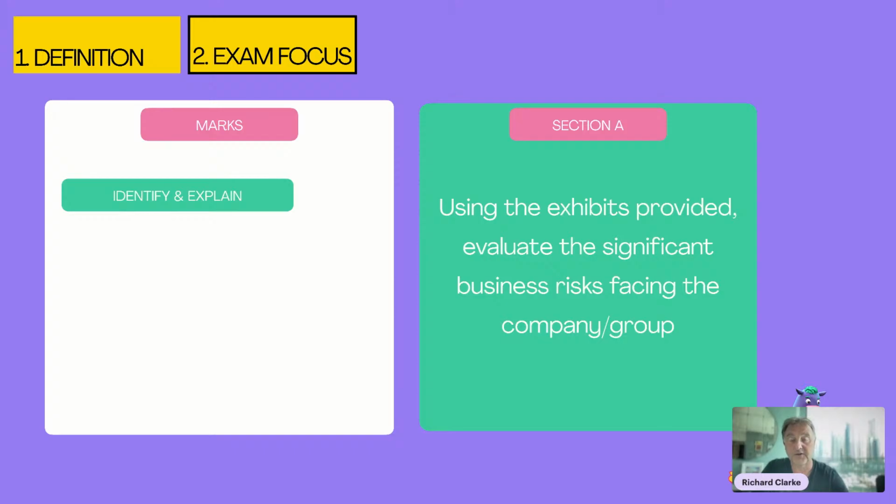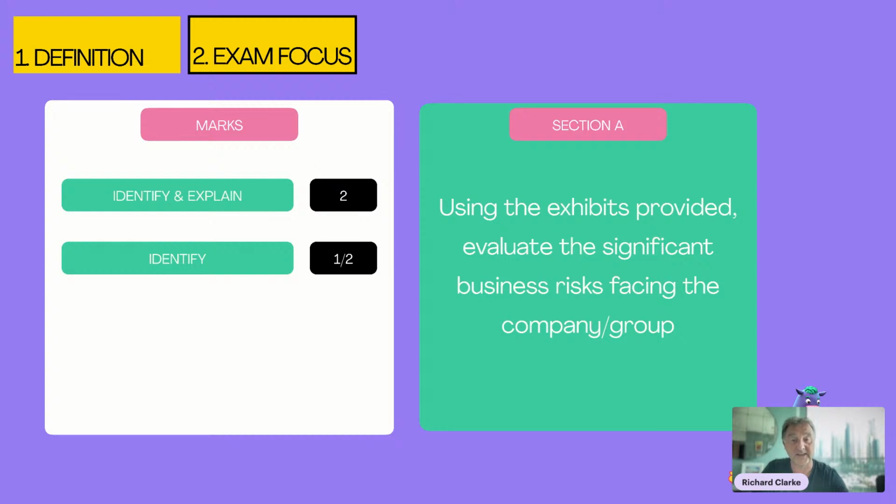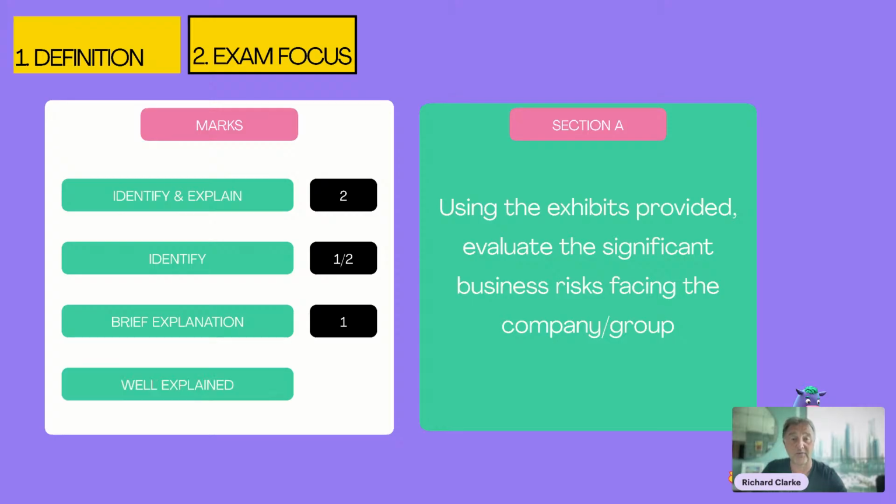So what you've got to do is identify the risk and explain why it is a risk. And you'll get 2 marks for each of those. If you just do the identification, you're only going to get half a mark. If you just briefly explain it, then you'll probably get a mark. So to get both marks, you need to identify and explain it well to get your 2 marks. And that's what I'm going to help you do this afternoon.